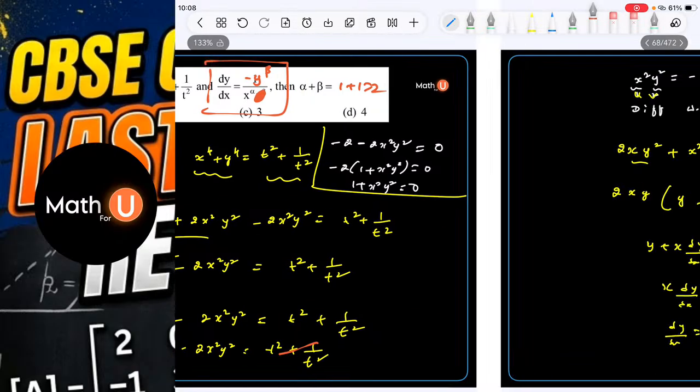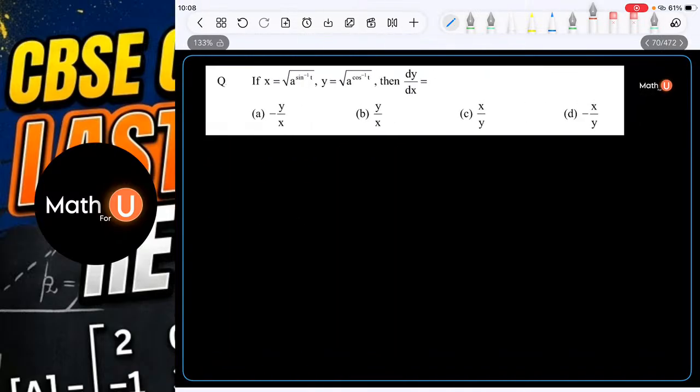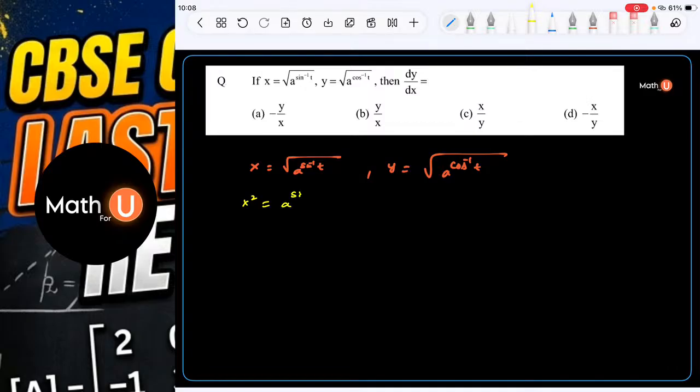Okay, next, this is the question: x equal to square root of a to the sin inverse t, and y is also given as square root of a to the cos inverse t. Here take squaring on both sides, we get x square is equal to a raised to power of sin inverse t. Here also y square is equal to a raised to power of cos inverse t.